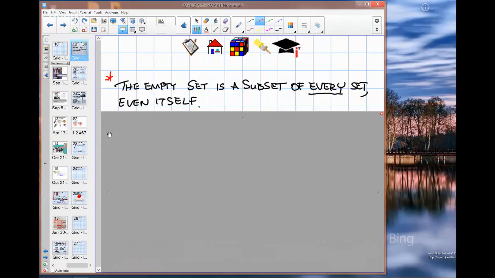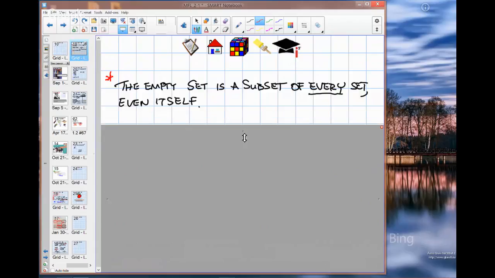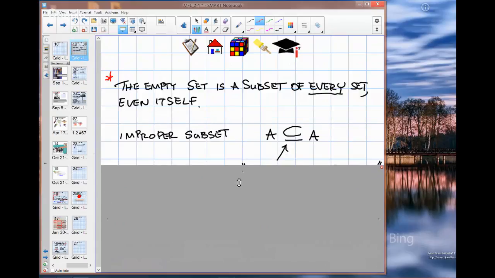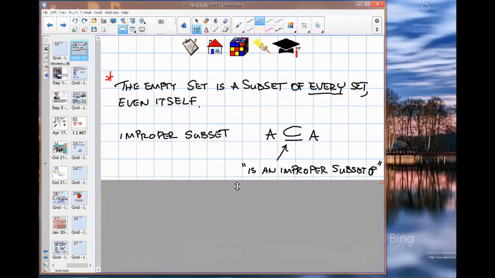No problem. So does everybody have this one down? The empty set is a subset of every set, even itself? Yep. Okay. Now, watch out for this one. This is different from what the book says. When you have this subset symbol, this big old horseshoe aiming to the right, and when it has a bar underneath it, then it stands for "is an improper subset of." And I'll explain what that means.